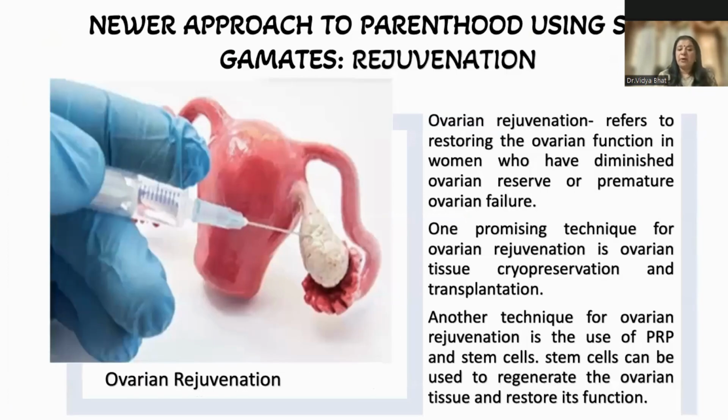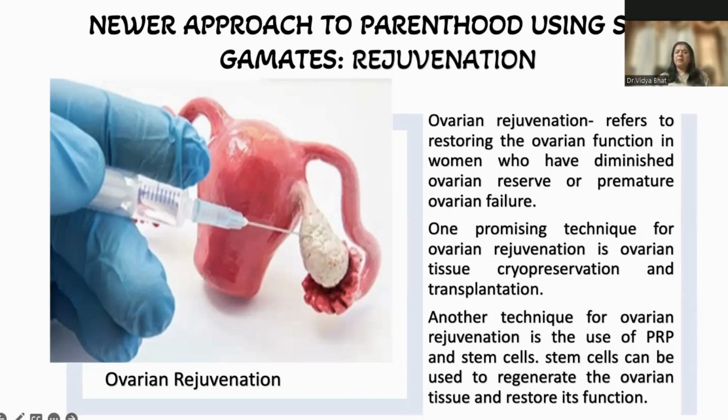But let me talk about the newer approaches. The newer approach for parenthood is rejuvenation, that is what we call uterine and ovarian rejuvenation. In this, what we have to see is that it refers to restoring the ovarian function in a woman who has diminished ovarian reserve or premature ovarian failure.